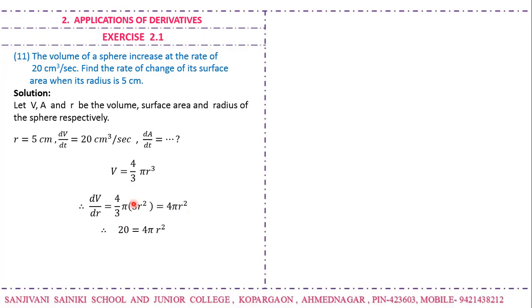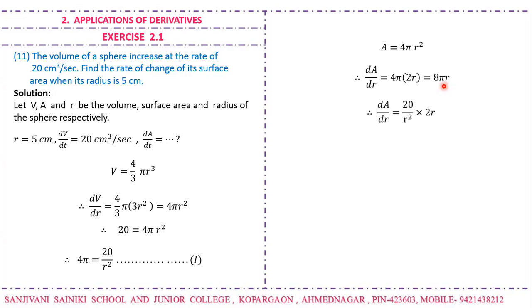But it is given that the rate of change of the volume is 20. So put the value here and simplify it. We get 4 pi is equal to 20 upon r square. Now the surface area of the sphere is A is equal to 4 pi r square. Again differentiate with respect to r. We get 4 pi times 2 times r. It is 8 pi r.